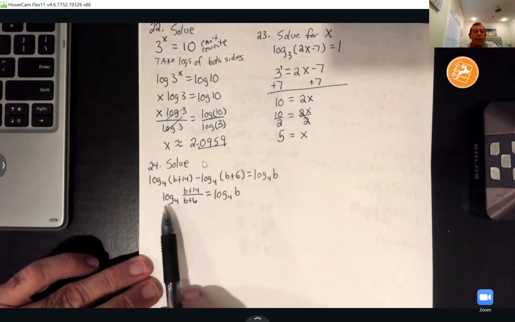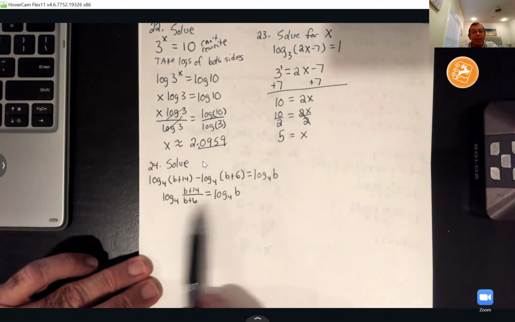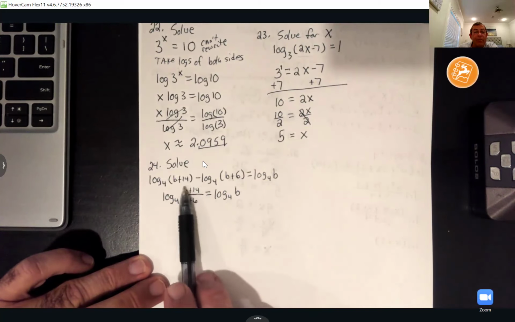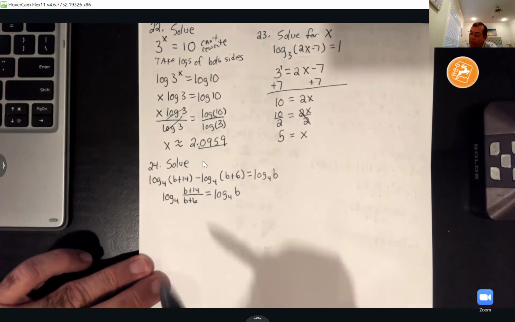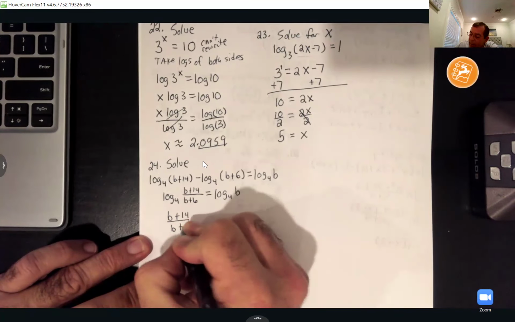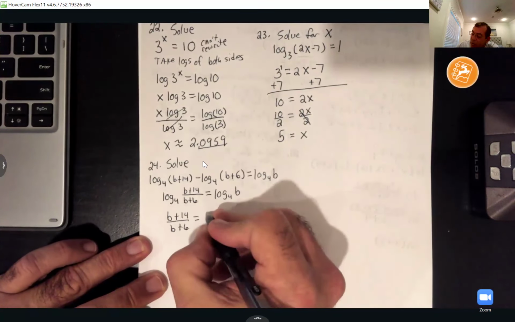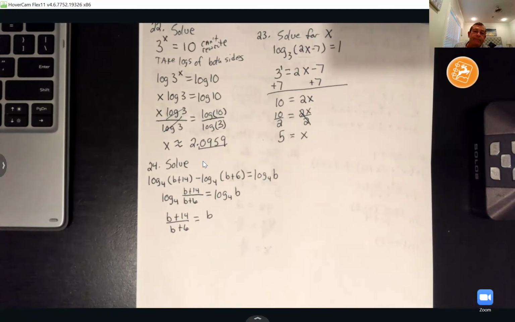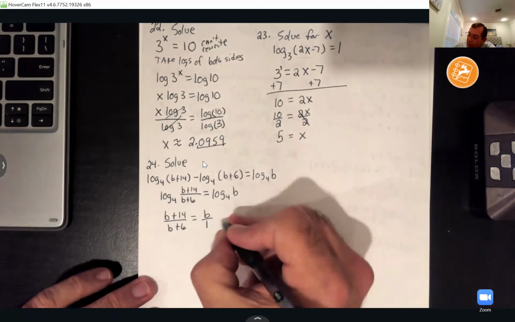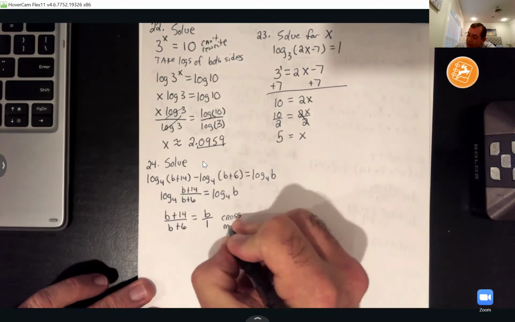So now look here. The log bases match. I got a log base 4 here, a log base 4 here. When the log bases match, that means that this result equals that result. So the b plus 14 over b plus 6 has to equal the b. Now y'all watch this. To solve that, we're going to cross multiply that, and we're going to put a 1 under the b to make it look like 2 fractions. So I'm going to cross multiply.